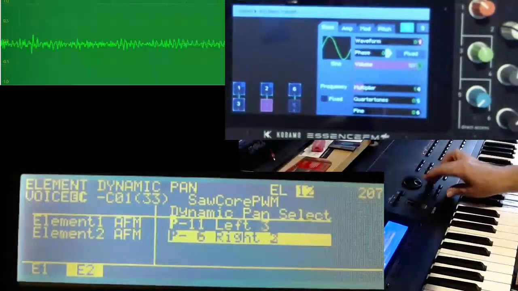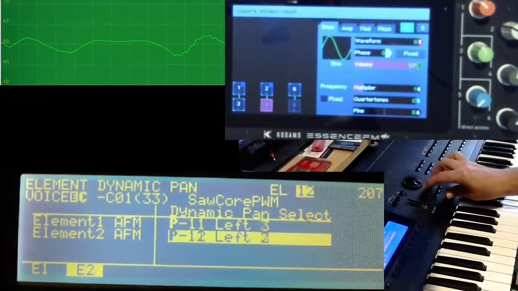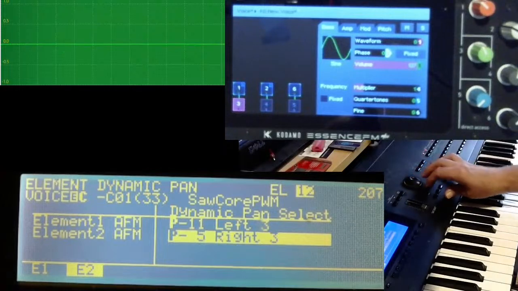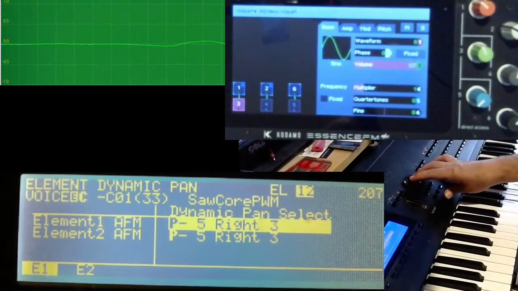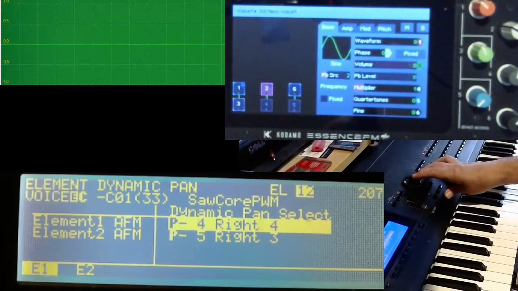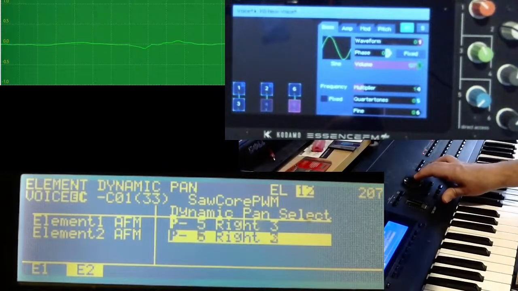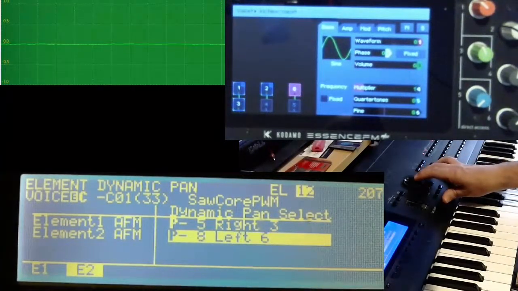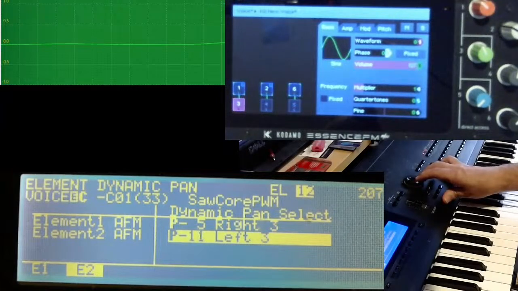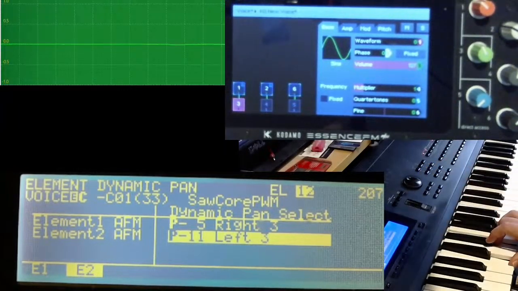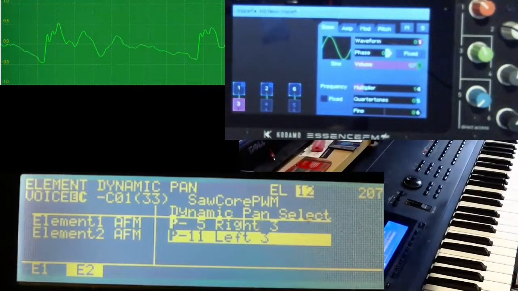Now, interesting. This is going to vary for everybody's individual experience because we all are sensitive to phase slightly differently. I'm going to go ahead and flop these around. So we're going to put element 1 on right and this one on left. Now you may or may not notice a difference in this, but let's play one note.